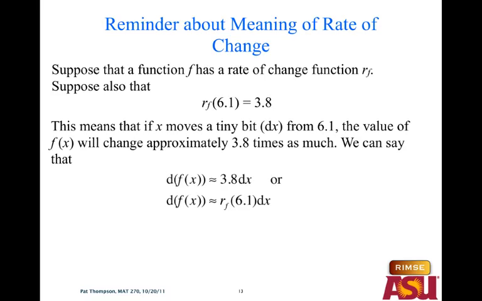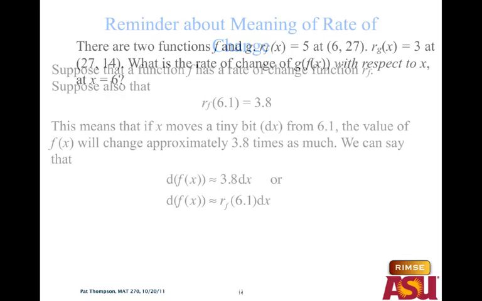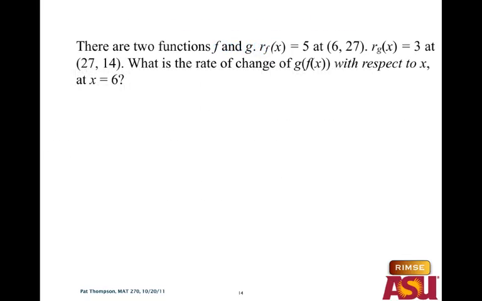So here's how we can denote that. A little change in f will be 3.8 times dx. So that mouthful up here could be just summarized with this equation right here, which is really dy equals m dx, right? dy equals m dx. Okay. All right, so now if we have this, so we have two functions, f and g, and the rate of change of f is 5 at the point 6, 27, and the rate of change of g is 3 at 27, 14. And we want to talk about the rate of change of g of f of x with respect to x at x equals 6. So here we are at x equals 6, and we want to talk about the rate of change. So we let x change a little bit.